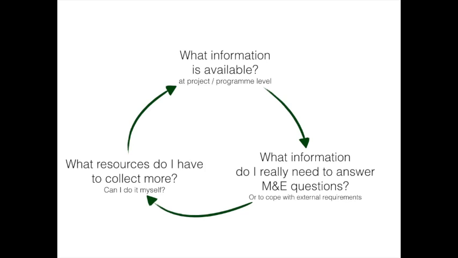The second question that you can ask yourself is what information do I really need to answer many questions? Sometimes we actually have indicators that we can feed and we can collect the information, but it's not really useful for us, and then we should avoid the burden of doing so and really concentrate on the M&E questions that have been asked in the M&E committee. The only exception to that being the need to cope with external requirements from your donors, for instance, and sometimes you will have to use indicators that are not really useful to you, but that are useful to your donors.